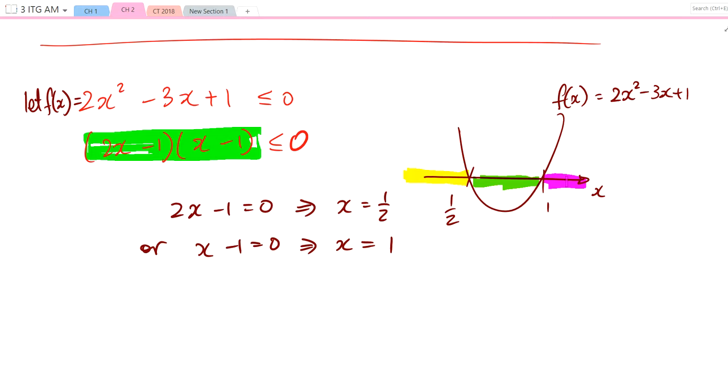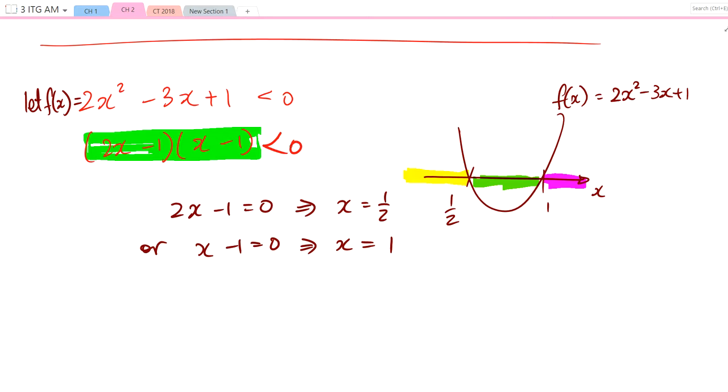Now back to the question. They want it to be less than or equal to 0. I simplify the question a little bit first. Let's say it is less than 0. I want it to be less than 0. Which region? What is my value of x now? What is my range of x? If I want it to be less than 0, between half and 1, can I include half?